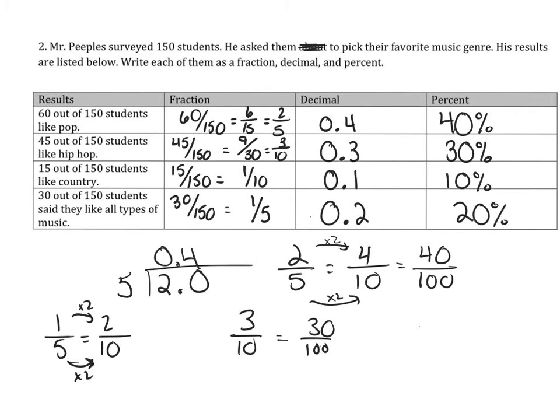And you can check to see if your answer is right by adding these and making sure that 40 plus 30 is 70, 10 plus 20 is 30, and 70% plus this 30% makes the total of 100%, which is what you need for the problem to be correctly converted.